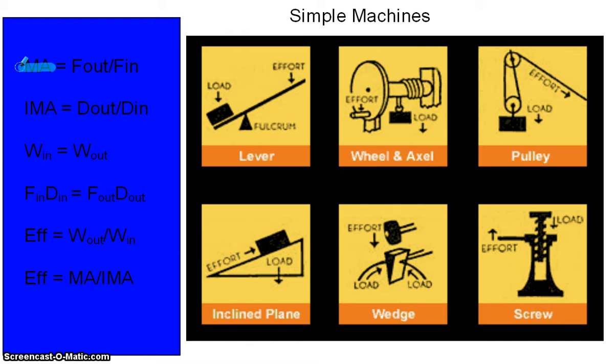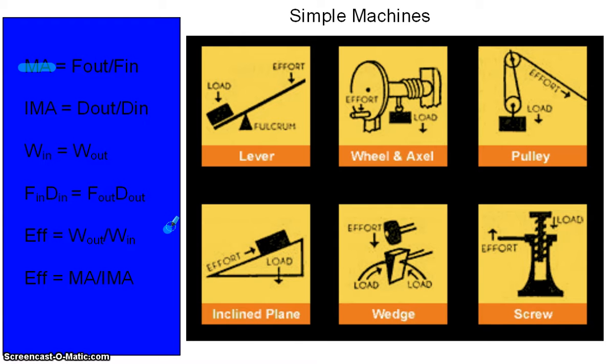Okay, so MA, the mechanical advantage, is equal to the force that you get out of the machine divided by the force you get in. Oftentimes simple machines are used to multiply the amount of force you put in by a certain amount. So if you can only lift 100 pounds but you need to lift 400 pounds, you use a simple machine, and you set it up such that it can do that.